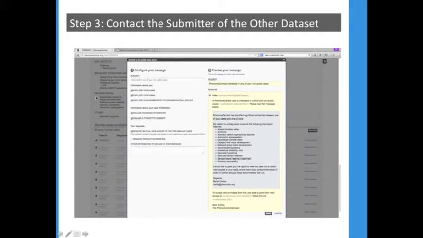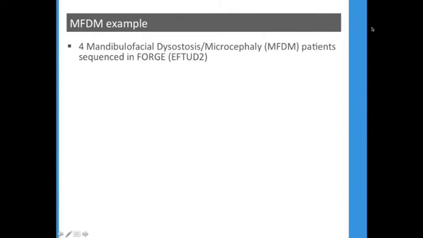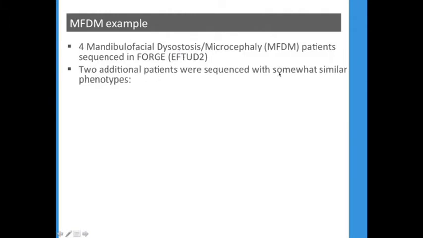So one case where Phenome Central was used to identify the diagnosis of a patient was in the case of MFDM patients. There were 4 which were sequenced within the FORGE project, which was also run in Canada, and EFTUD2 was identified as the causative gene. But there were 2 additional patients who were seen at about the same time at the CHEO, the hospital in Eastern Ontario, in Ottawa.